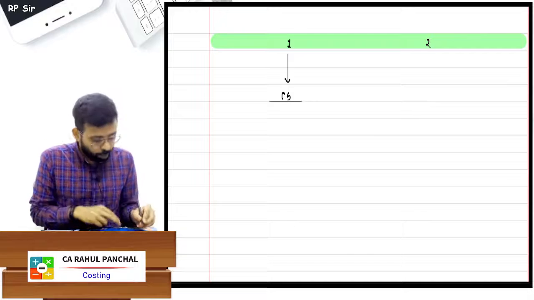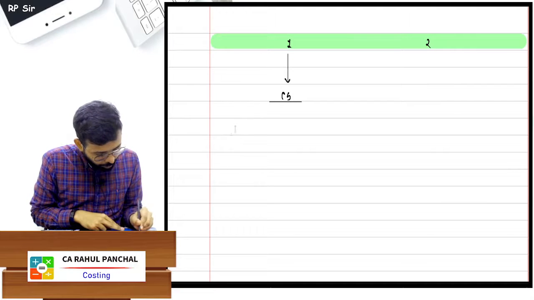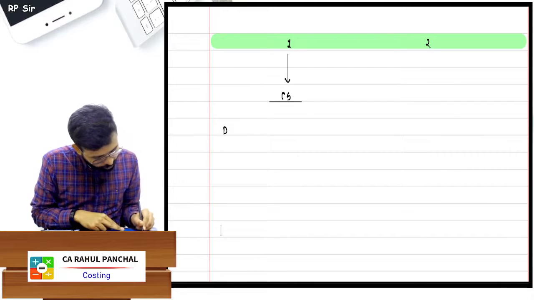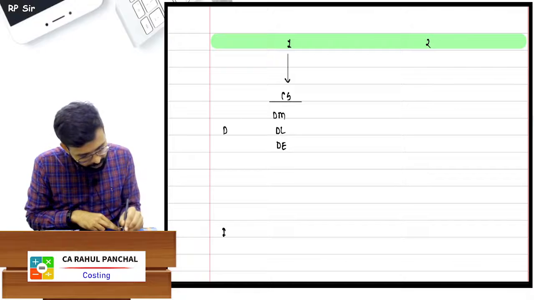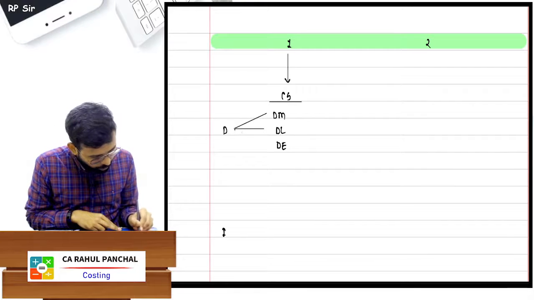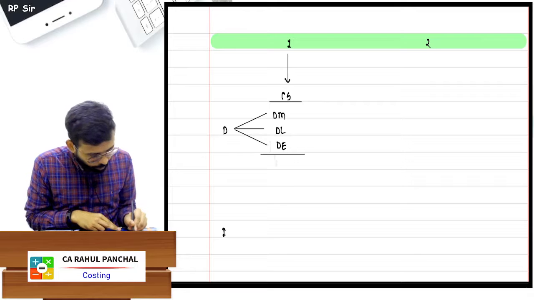If you talk about the format of cost sheet, your cost of a product will be divided into parts, that is direct cost and your indirect cost. If I say direct cost, there is direct material, then direct labor, then direct expenses. When I say this, that is your direct cost, you will take the total of this, then you're going to get your prime cost.